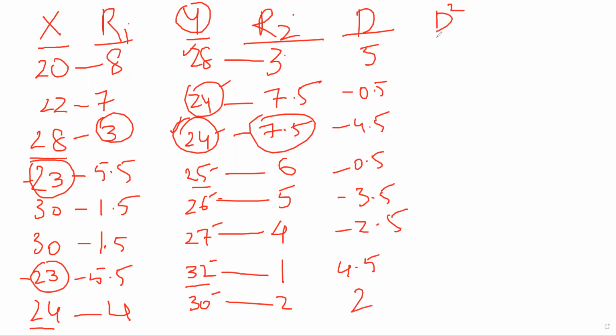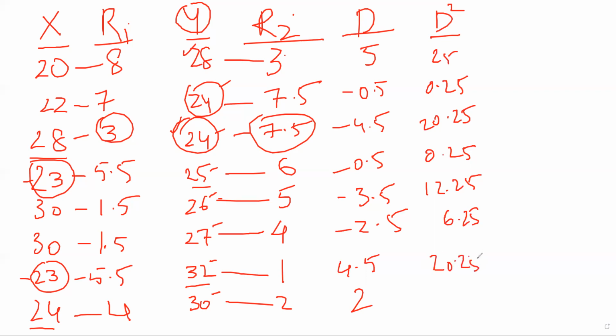Square these values. D square is equal to 25, 0.25, 0.25. Be careful of the decimals, okay? 0.25, 12.25, 6.25, 20.25, and 4. Now, if you add up all of these values, you will get 88.5.